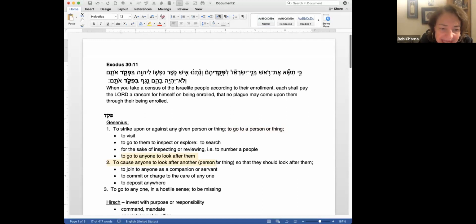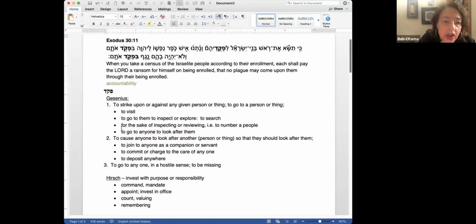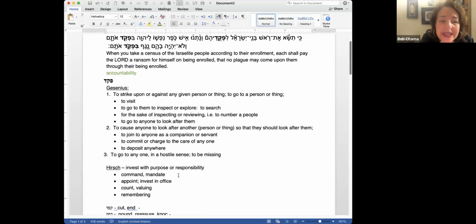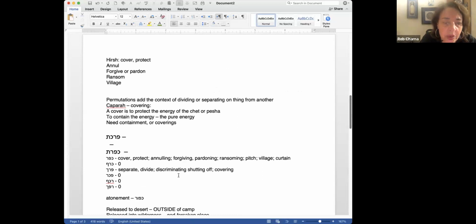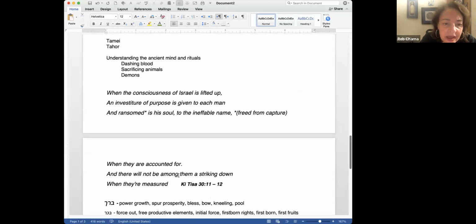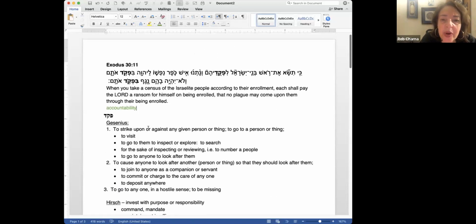To cause anyone to look after another person. So you have a sense that within this word, I love this word, accountability. Now, accountability has the word count in it. Accountability is keeping track of something. Hirsch says the word means invest with purpose or responsibility. And so if we look at it just from that point of view, one could say that there's an investiture of purpose.